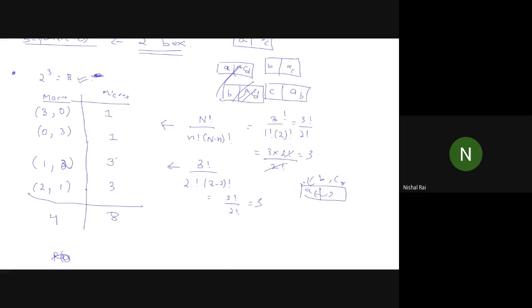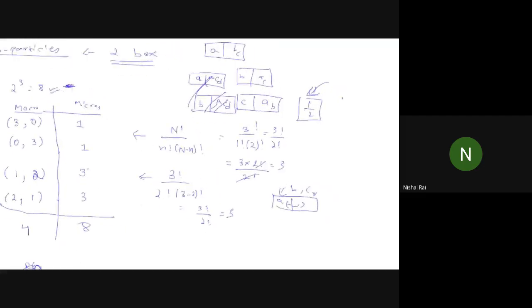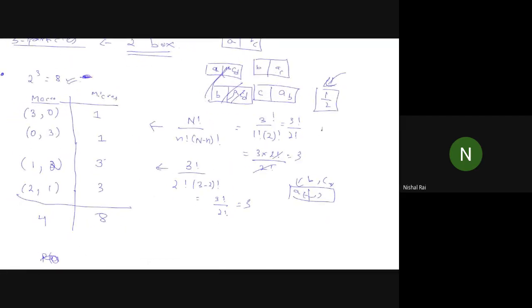So the probability of a particle being in one of the microstates is what? It is 1/2 over here, for a single particle. That is the probability of a particle being in one of the microstates. Clear? All the microstates will have this probability because there are two boxes, two cells.